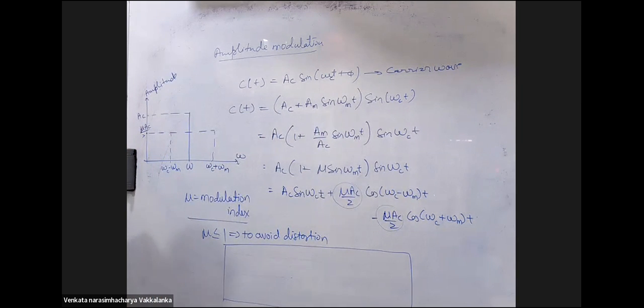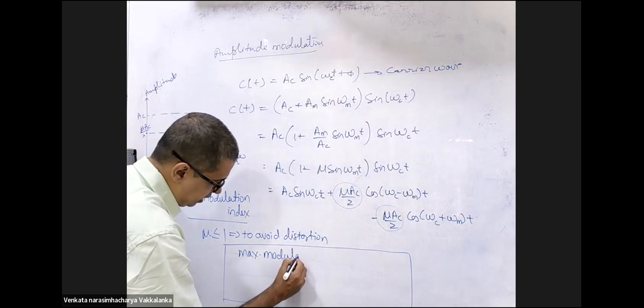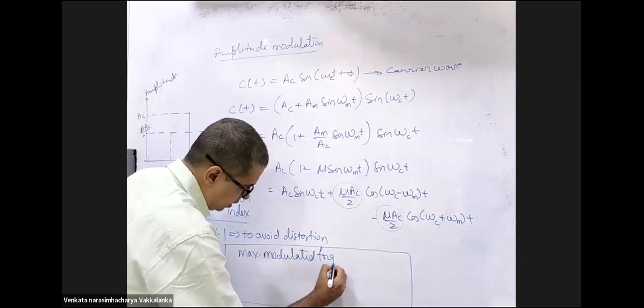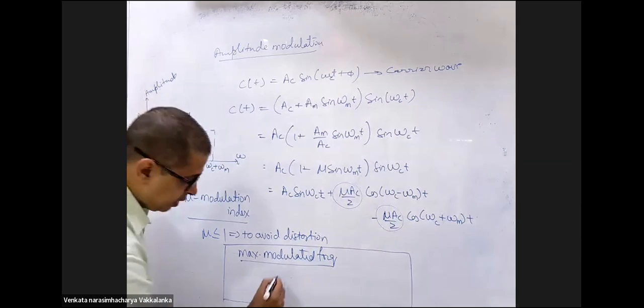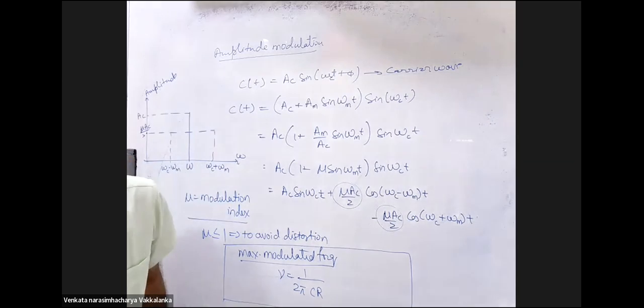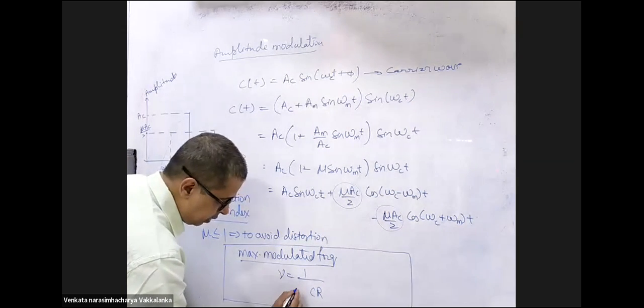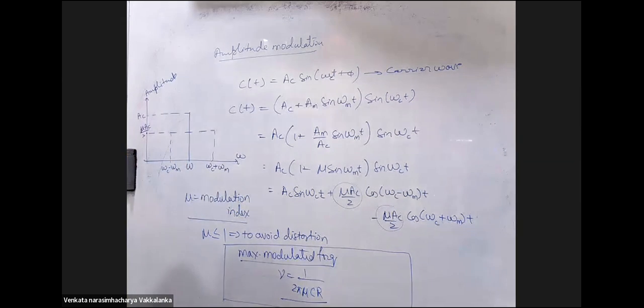Right. One last information in this chapter: maximum modulated frequency. Maximum modulated frequency, they have asked more than once. It is 1 by 2 pi C into R. Do I need to memorize that? Yes, you need to memorize. That completes communication.